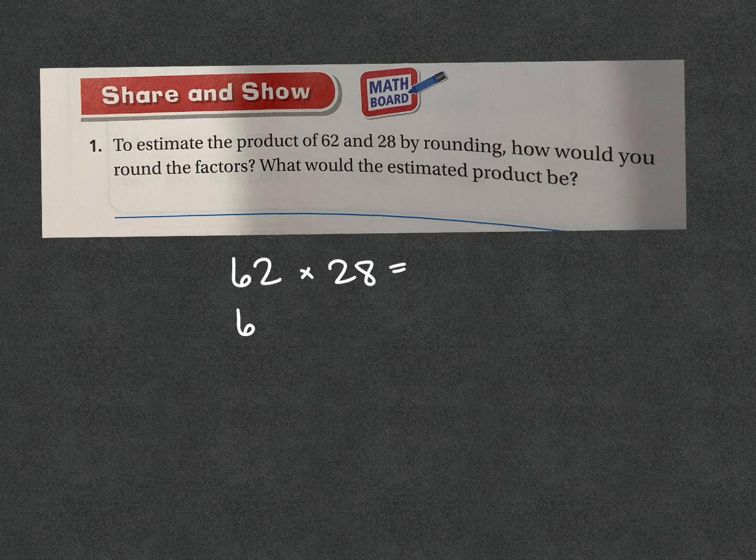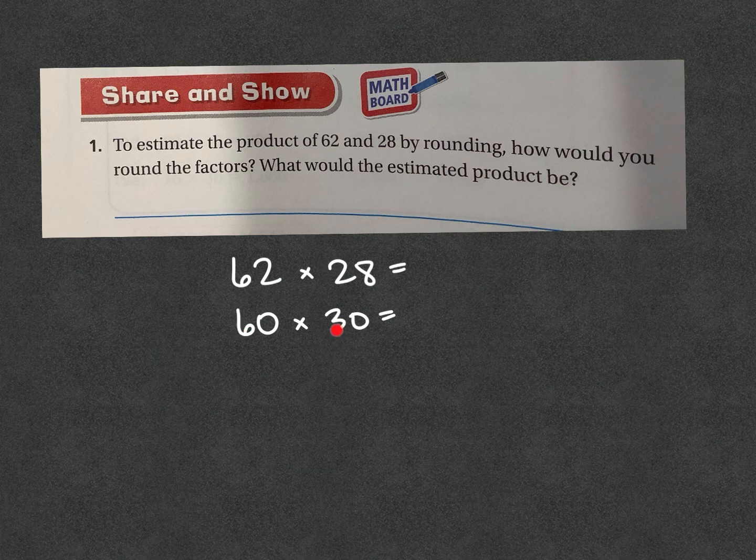So I think I'm just going to round that to the tens place. And then 28 is just 2 away from 30. So 28 is between 20 and 30, and it's closer to 30, pretty close to 30, right? So I'm going to just round to the tens place also for this one, because both of them are pretty close either way. Now I will do the 6 times 3.